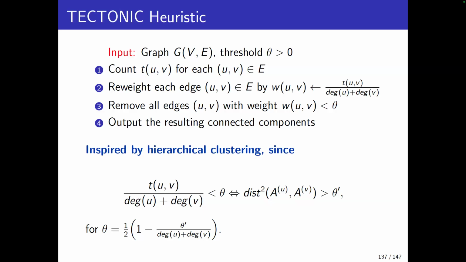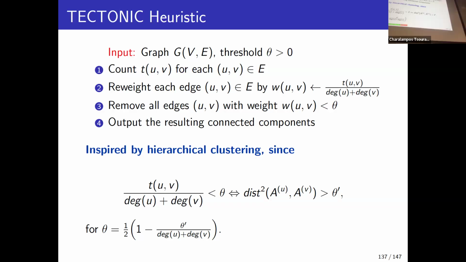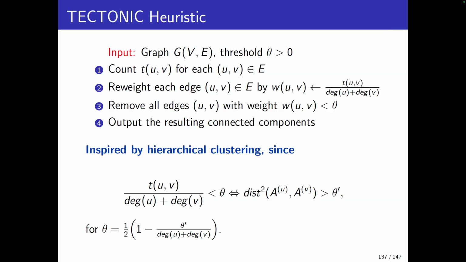Count the number of triangles for every edge. Reweigh every edge by the number of triangles, but we normalize by the degrees, similarly to the normalized Laplacian. The sum of degrees works pretty well. You can try different things. It's not like this is the only way it can work, but we normalize by the sum of the degrees.